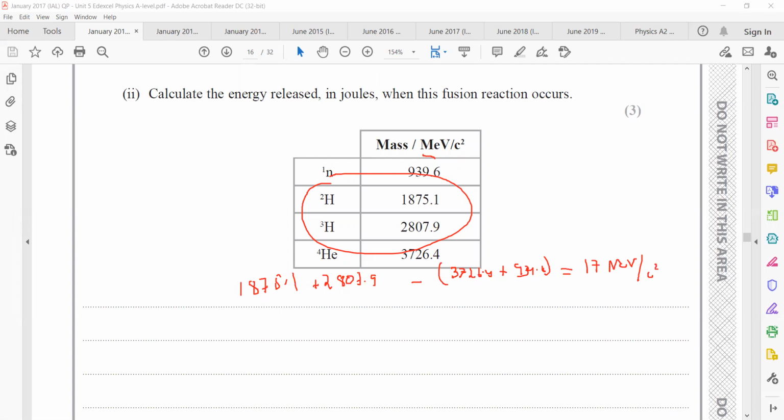After getting this mass, this is the amount of energy which is released when this mass is converted. Mega means 10 to the power 6, so it is 17 into 10 to the power 6 electron volt, and this electron volt is converted into joules by multiplying with 1.6 into 10 to the power minus 19. That will give us the answer in joules.